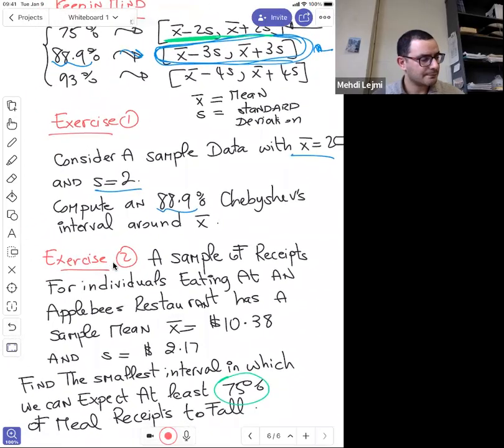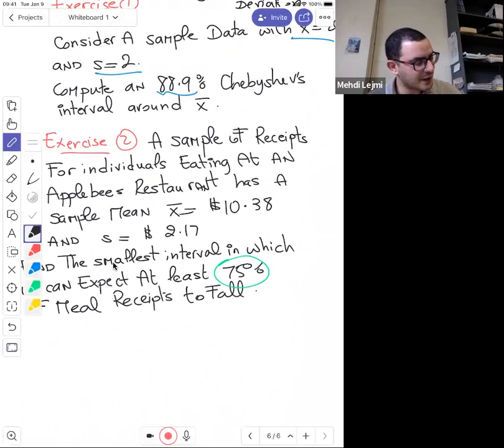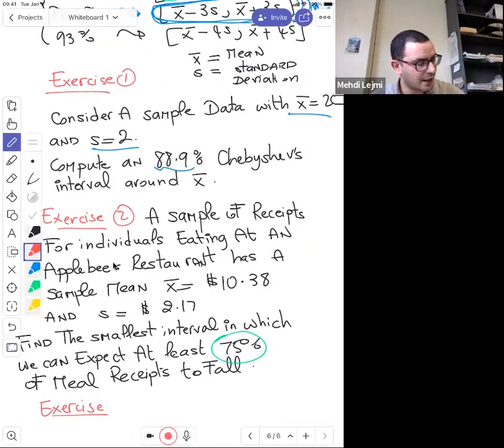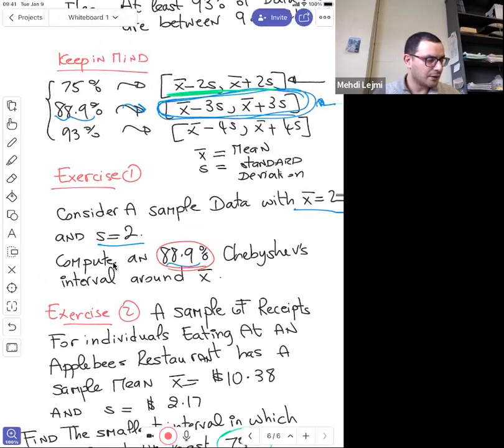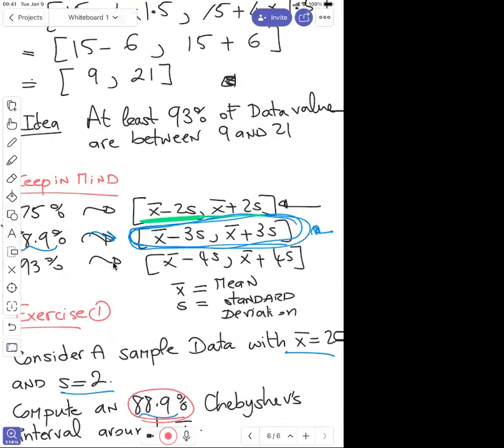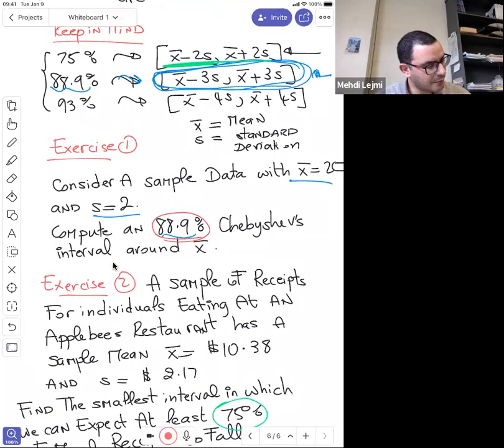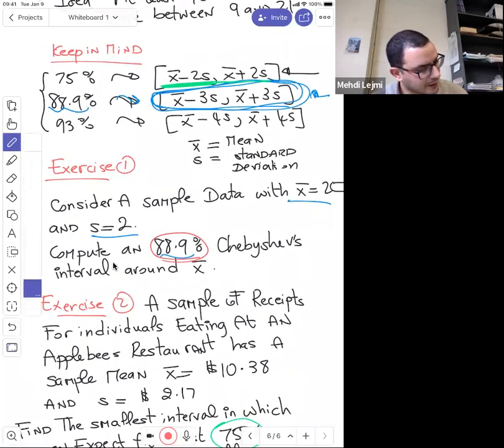So for the first exercise, exercise 1, what does it say? You need to find the 88.9% Chebyshev's interval. So you see the 88.9%, the corresponding interval is x bar minus 3s, x bar plus 3s. So what you have to compute is this interval.